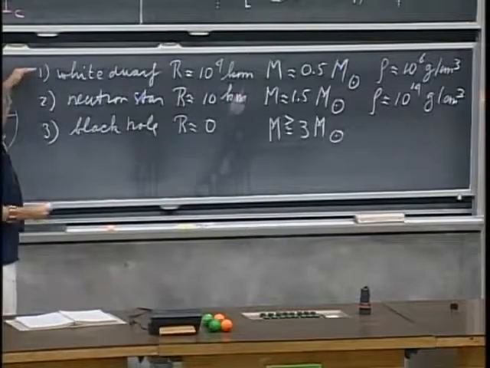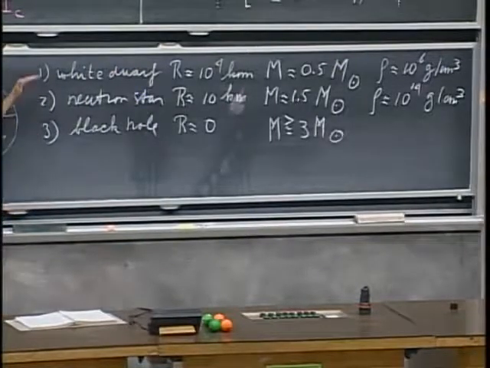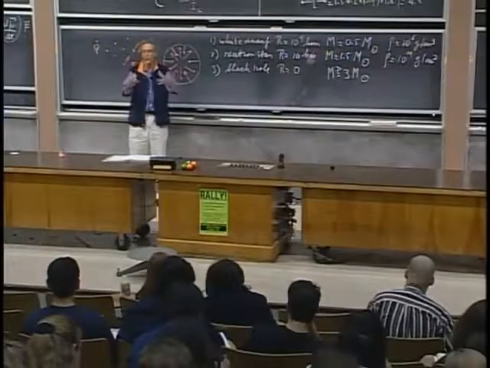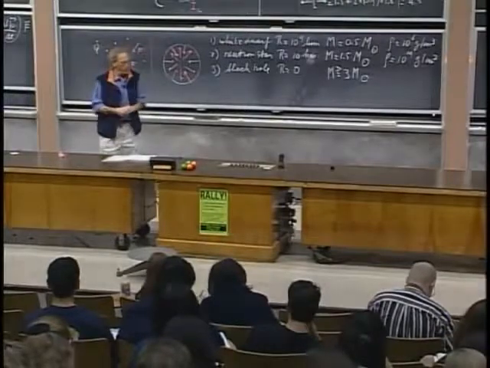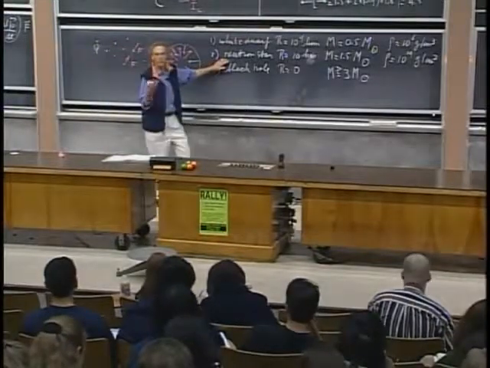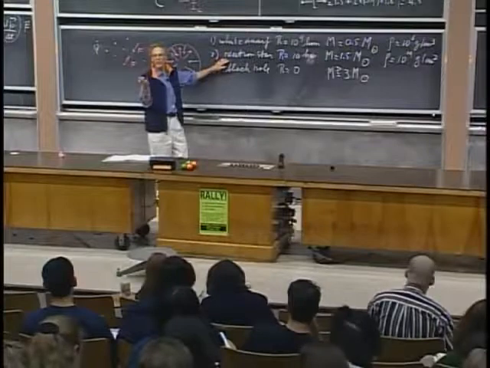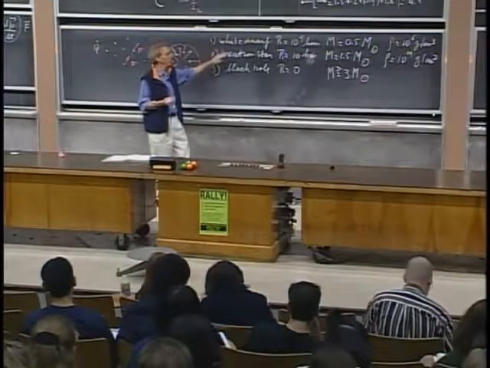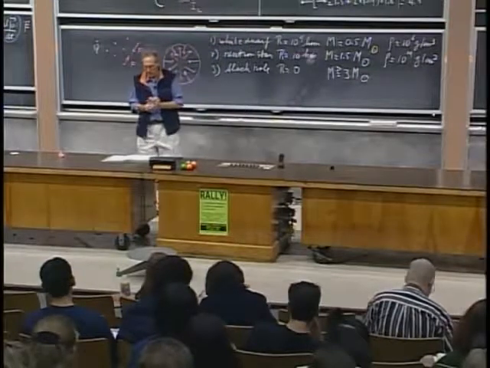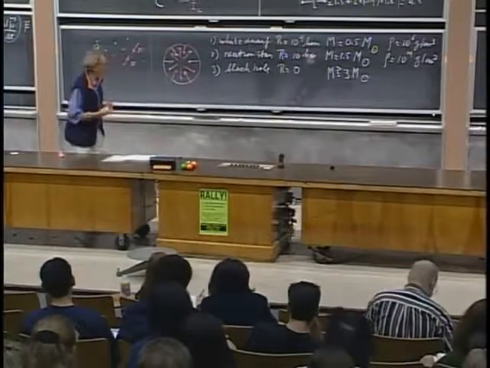Whether you end up to be a white dwarf, a neutron star, or a black hole depends on the mass of the progenitor, of the star that collapsed when the nuclear fuel was gone. And in order to form a neutron star, you would have to start off with a star of probably at least 10 solar masses, maybe even more. So our sun will not become a neutron star, but our sun will ultimately become a white dwarf.